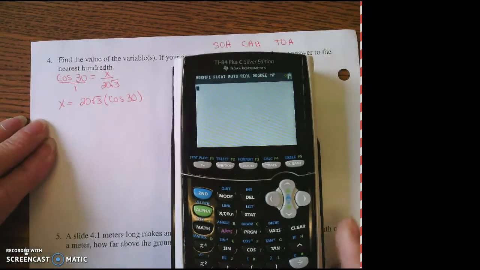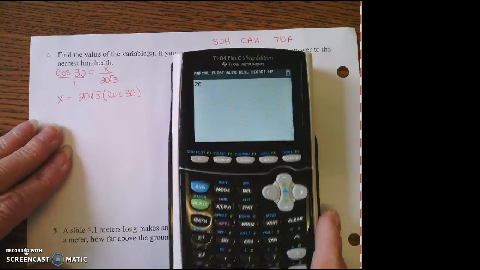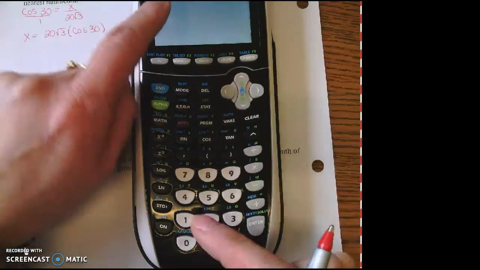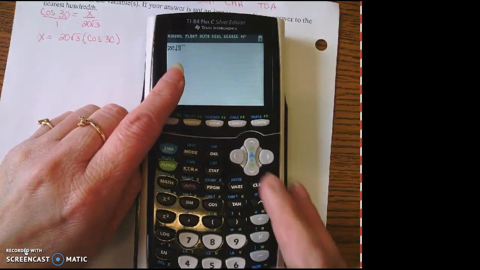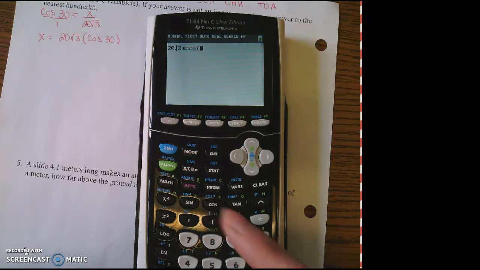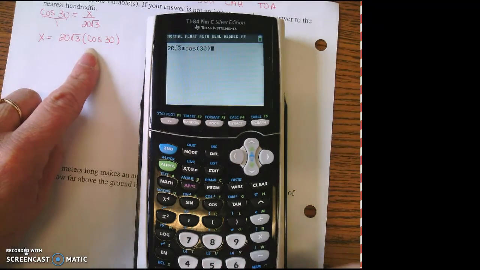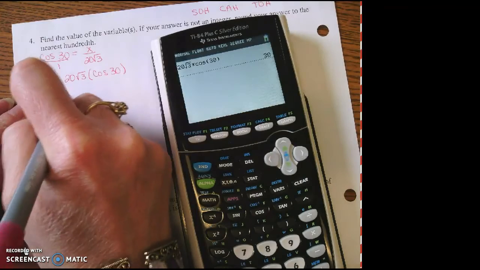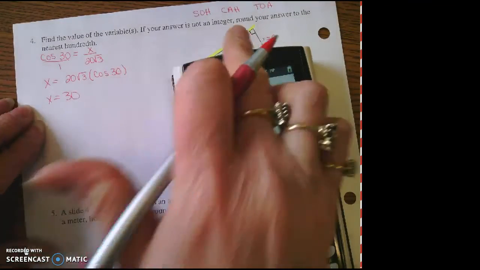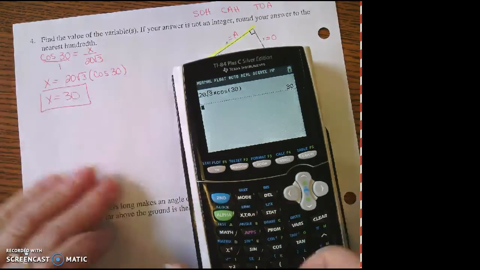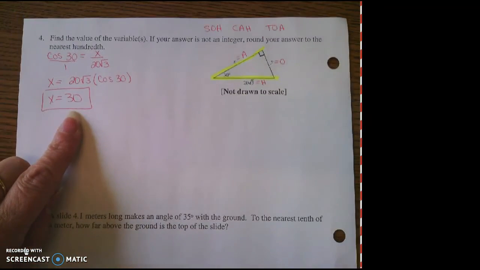I'm going to my calculator. 20 square roots of 3. Now be careful where your cursor is. So I have to go arrow to the right, and I'm multiplying that by cosine of 30. All right, double check. Looks good. And this is just the answer 30. So if your answer is not an integer, round to the nearest hundredth. So this is an integer, so we're just going to leave that as 30.